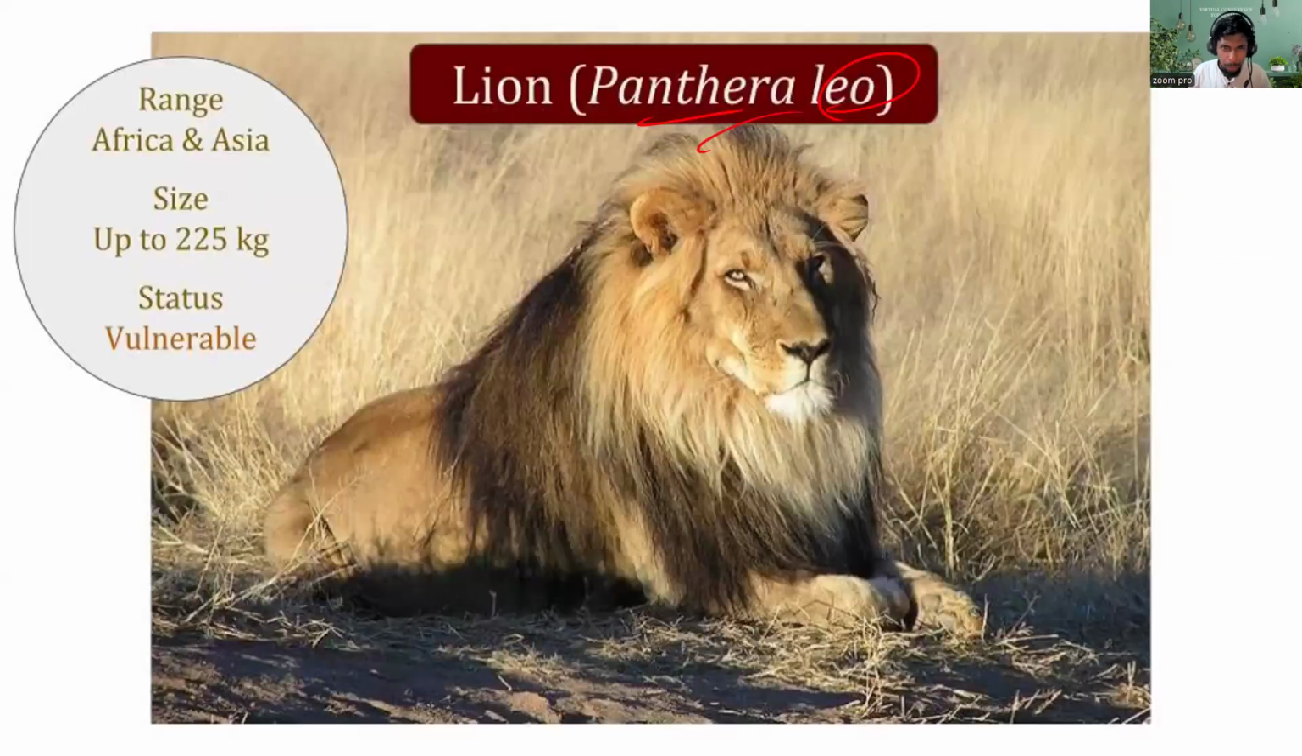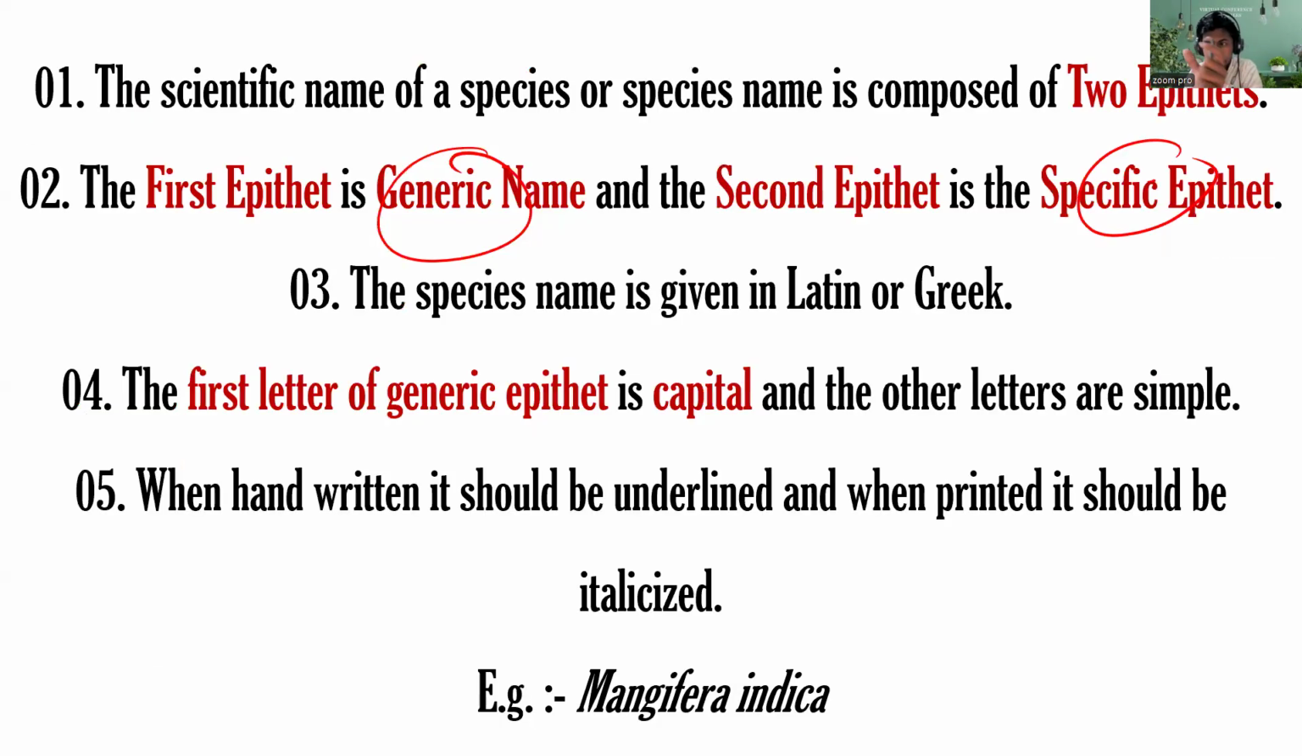So you have to be very careful about the generic name and the specific epithet. The first part is the generic name. The generic name will be general for all the big cats. Big cats have the same generic name. But the second epithet, the specific epithet, will differ for each and every organism.